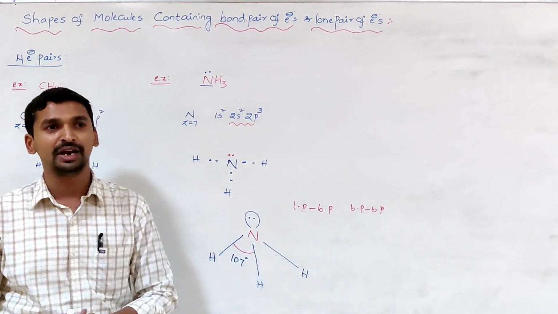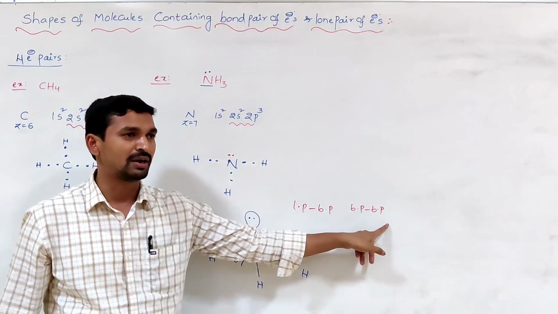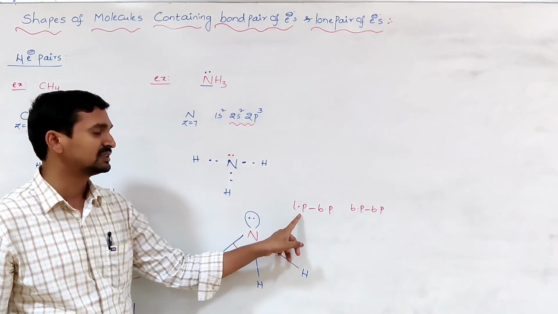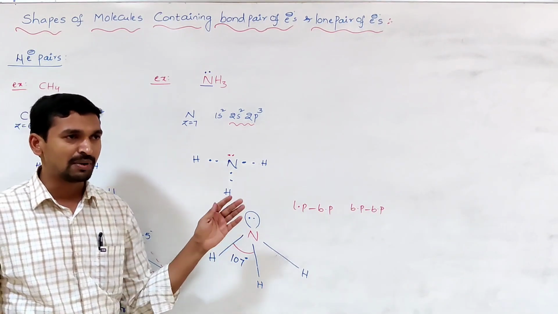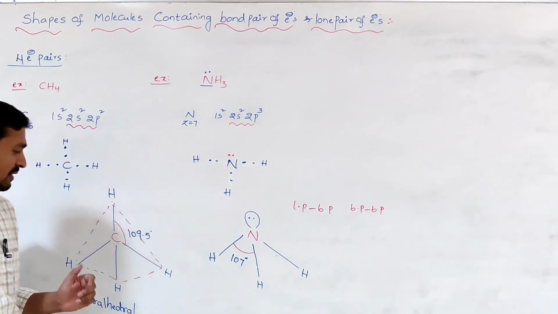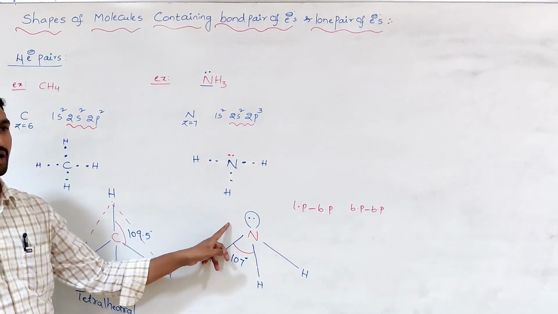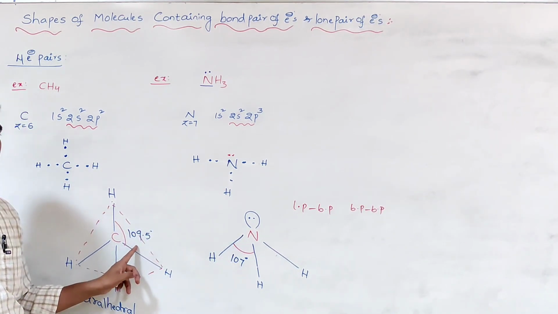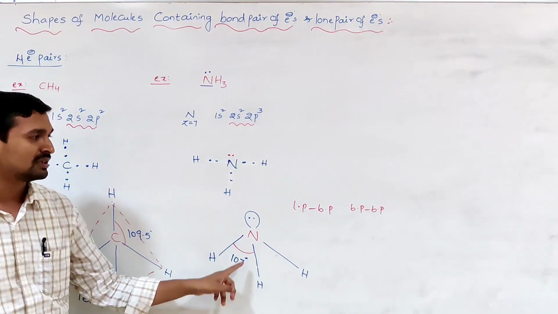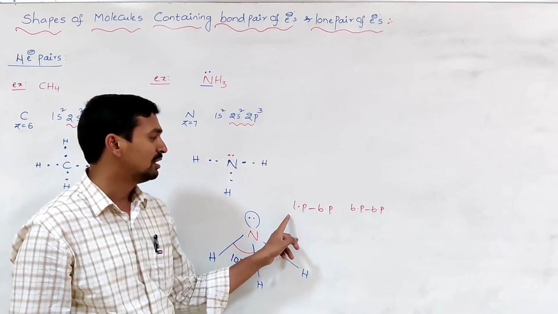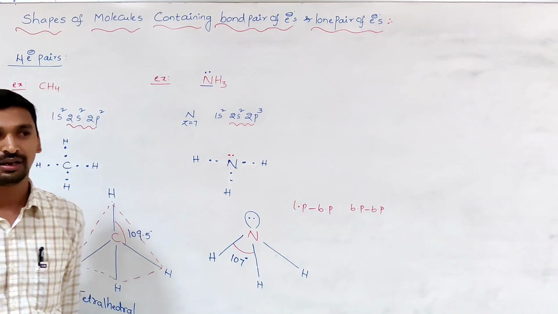Among these two, which is dominating? The lone pair-bond pair repulsions are stronger than bond pair-bond pair repulsions. Since they are stronger, they always push the bonds close together. When the bonds are pushed close together, the bond angle decreases. That's why in the ammonia molecule, the bond angle decreases from 109.5 degrees to 107 degrees. That is because of the strong lone pair-bond pair repulsions compared to bond pair-bond pair repulsions.